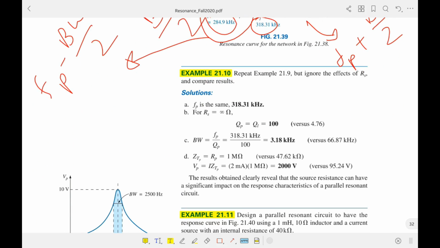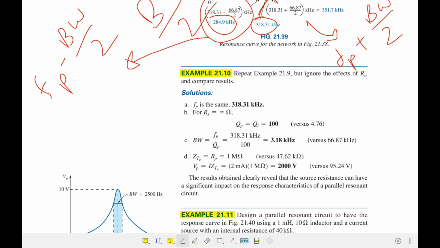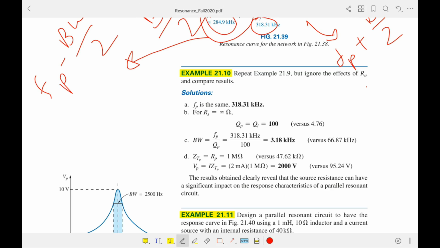So now example 21.10. You need to repeat the previous example but ignore the effect of RS. I'm not explaining this since it is just like the previous problems. When RS is ignored, that means when the RS value is infinity, some approximations appear. For example, QP equals QL, and also the bandwidth changes, with some changes just like the previous math I already showed. So you need to just compare those values here.